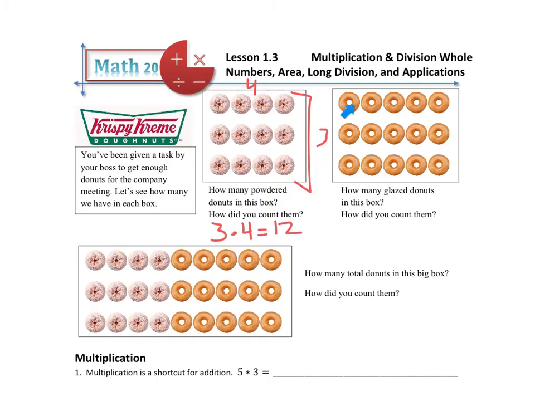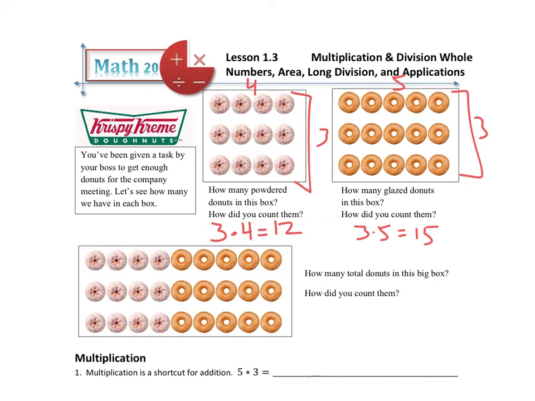Well, how many donuts in this box? Again, you could count them all up. Okay, there's a 5 plus 5 plus 5. Or maybe a quicker way would say, oh, well, there's 3 rows of 5. So 3 times 5 is 15. Okay, there's 15 donuts.